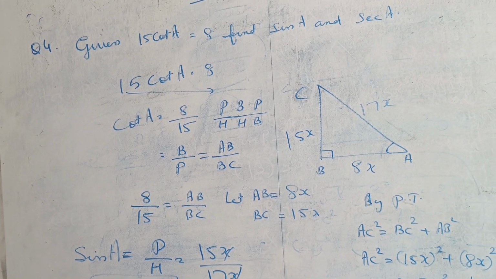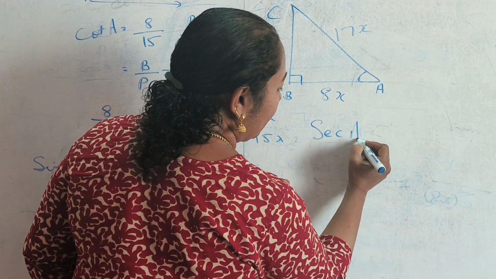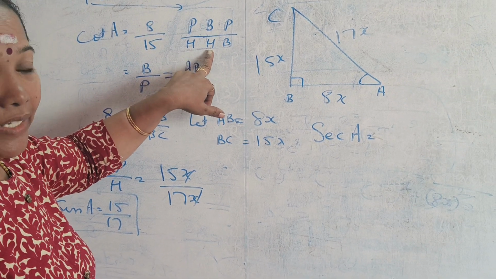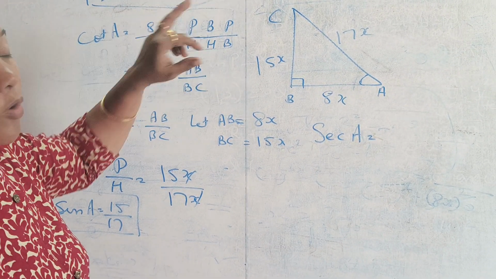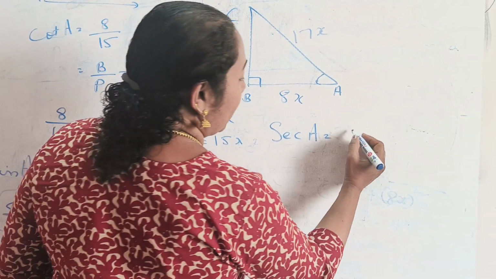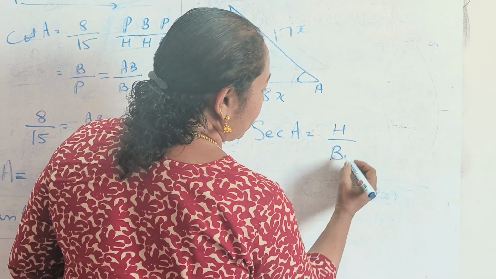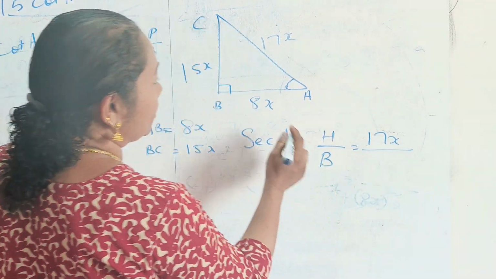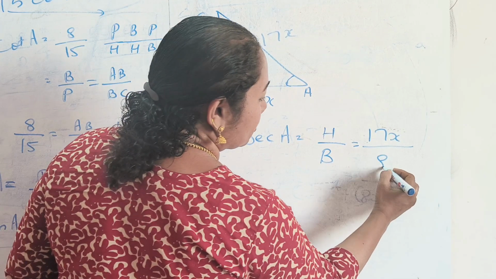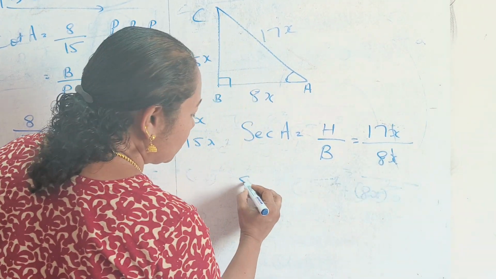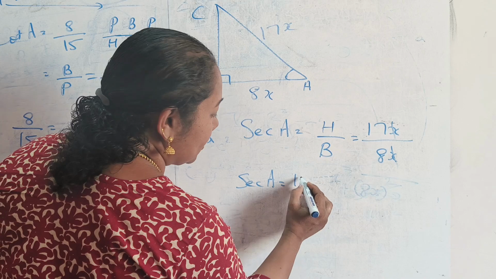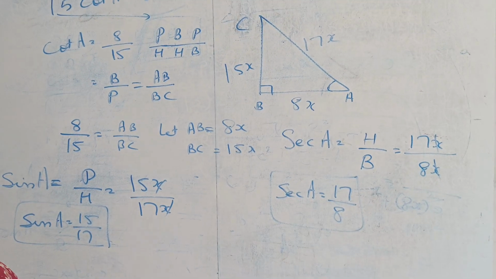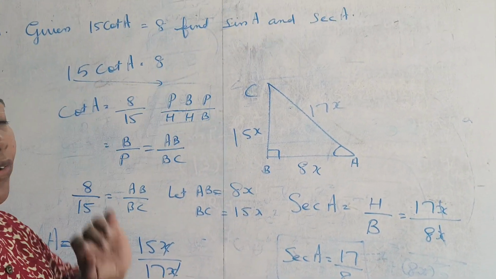Now we have to find sec A. Sec A is the reciprocal of cos. Cos is B upon H, so the reciprocal of this is H upon B, hypotenuse upon base. What is the hypotenuse here? That is 17x upon what is B here? 8x. x and x will cancel out. So the value of sec A is 17 upon 8. Okay. Sin A and sec A, that we had to find out.